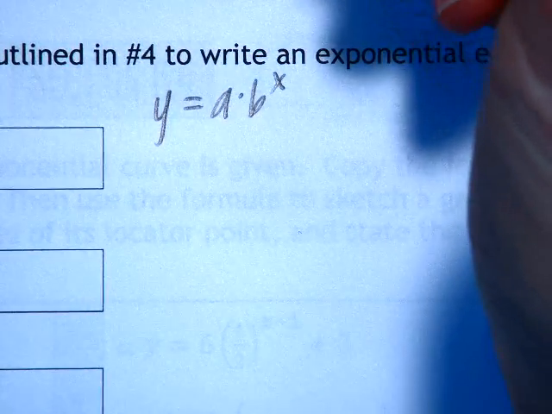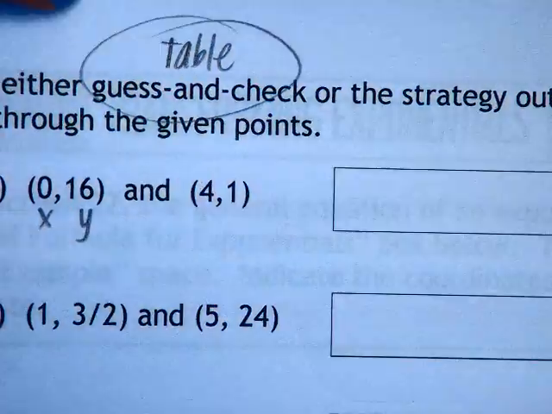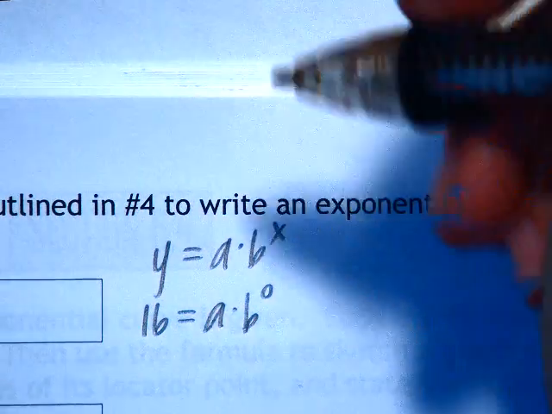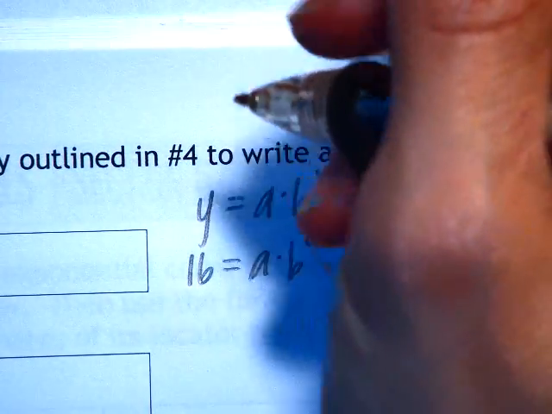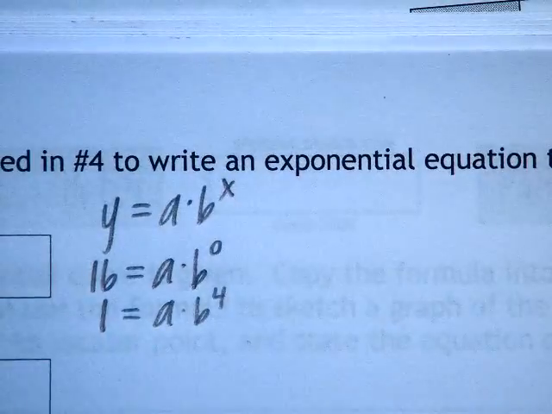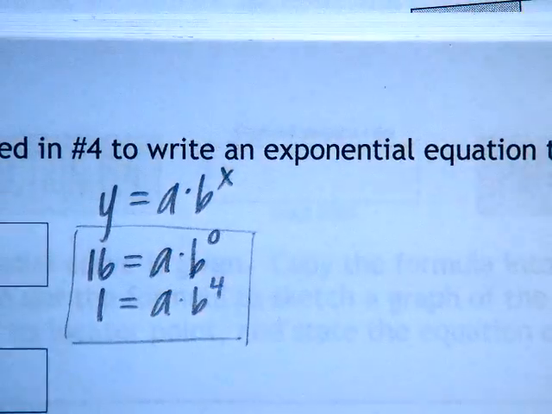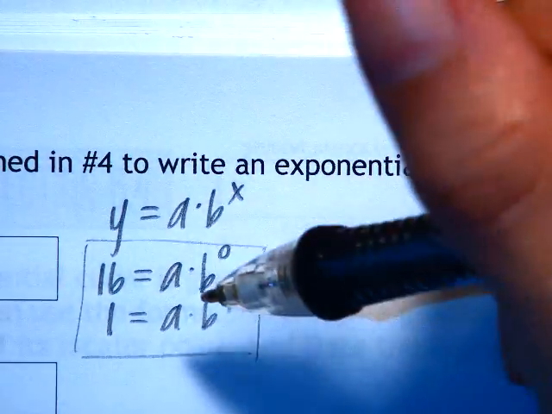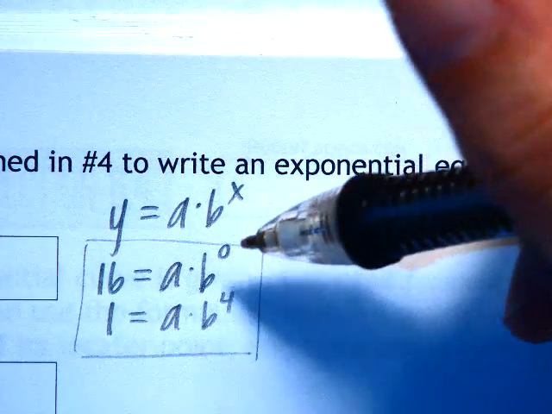So if I plug in the first set of coordinates, the first coordinates had an x coordinate 0, y coordinate 16. So I'll plug in y coordinate 16 equals a times b to the x coordinate 0. Then I'll plug in again using the other point that they gave me. 4 is x and 1 is y. So that would look like 1 equals a times b to the power of 4. So that's going to be my set of equations. This is going to be the system that I want to solve. That's not the answer. Remember, I want to solve and find the values of a and b.